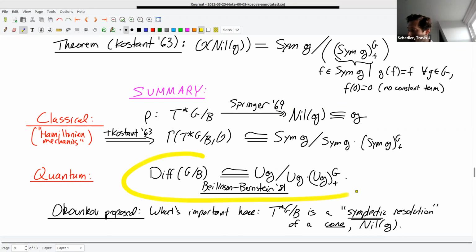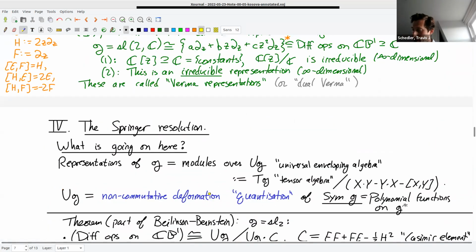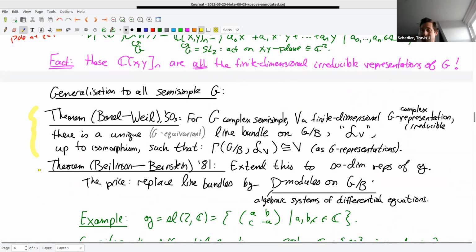And this is a classical version of what I had said before about Beilinson and Bernstein, which is relating differential operators on the flag variety to some natural quotient of the enveloping algebra. So this identifies solutions of differential equations, or modules over the differential operators more precisely, with representations, but now possibly infinite dimensional, of G. So this in particular includes the Borel-Weil theorem. It's a very special case, which I think is a little bit more understandable, even though it involves line bundles.